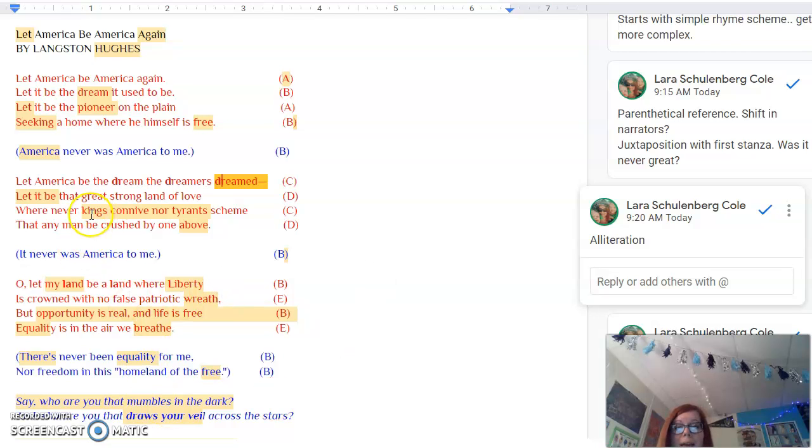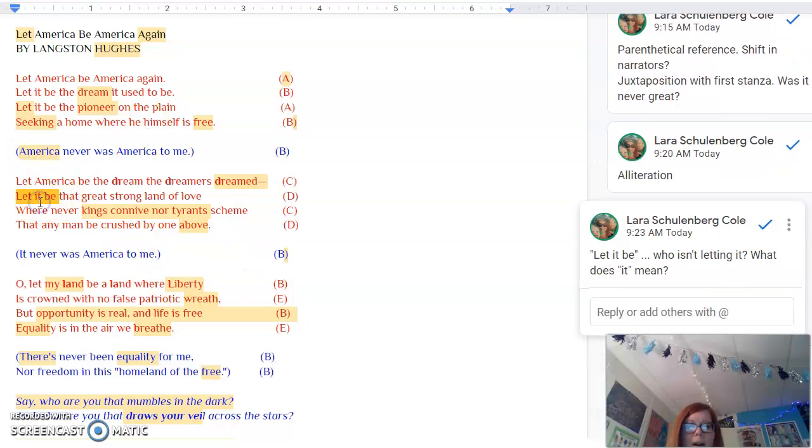Let it be that great, strong land of love where kings connive nor tyrants scheme, that any man be crushed by one above. So when I see there, let it be, again, the word let being repeated, who isn't letting it? What does it mean? So those are some questions that I'm establishing at that point. You notice I don't have answers yet. Questions are great. So again, we see enjambment there, and then we have a different rhyme scheme, CD, CD. So again, establishing that rhyme scheme, looking at the end rhyme there.